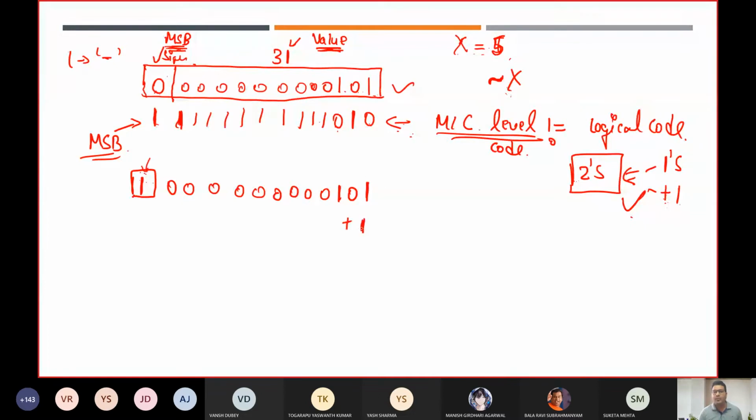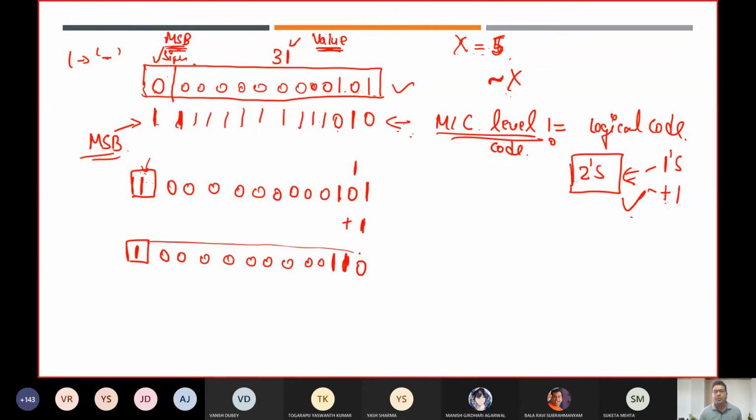After that, as I told you, you have to perform plus 1. If we perform plus 1, the output we get is 0, 0, 0. All zeros we are getting. Then 1 plus 1 gives 0, so we have a carry forward of 1. That is why we get 1, 1, 0.